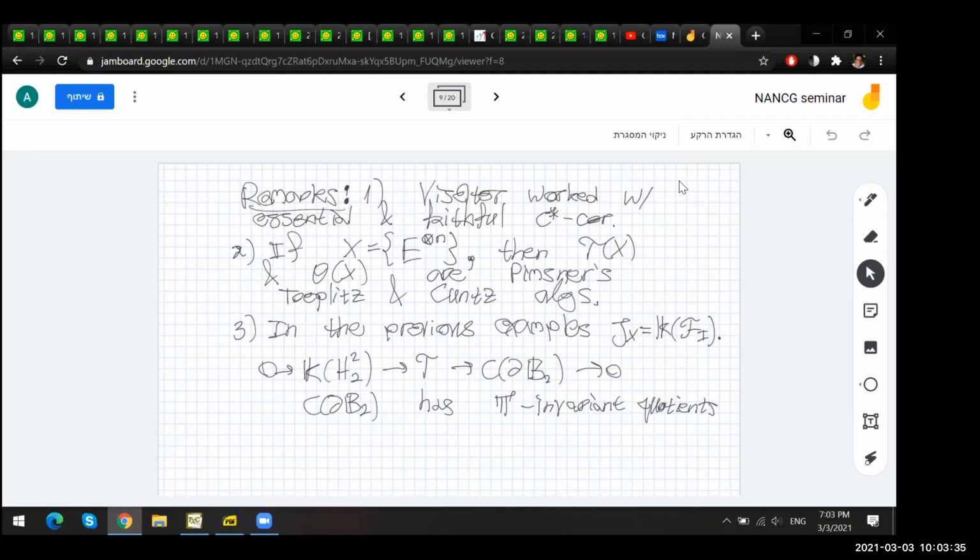I don't know if I have enough time to talk about that, but I just want to mention, I'll write this down. Arici and Cod showed that SU2 symmetries of subproduct systems enable computations of K-theory.